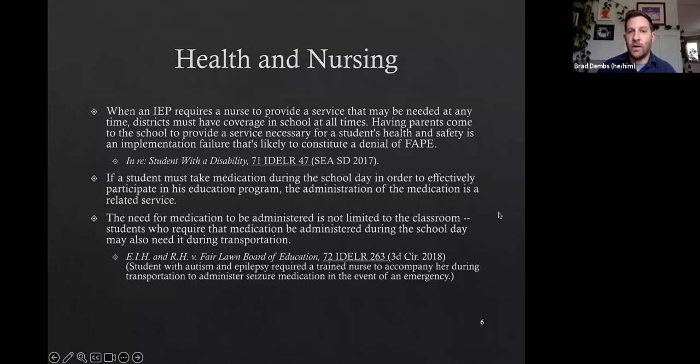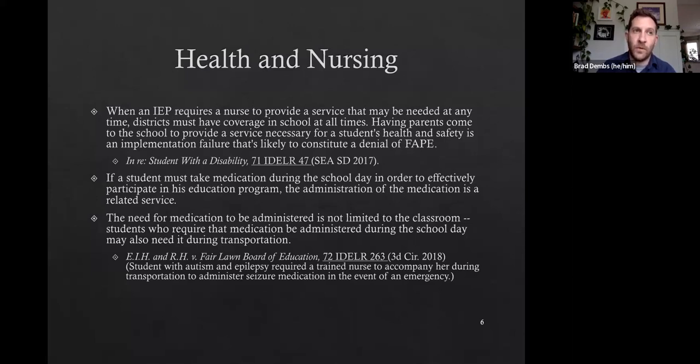So when we talk about health and nursing, there are some variations or gray areas you might consider or run into. If there is nursing service that may be needed at any time, so as needed, then the school has to have coverage at all times. Otherwise, they could run into a situation where nursing is needed, but a nurse isn't available. And the school district can't rely on parents to provide a service that's necessary for students' health and safety.